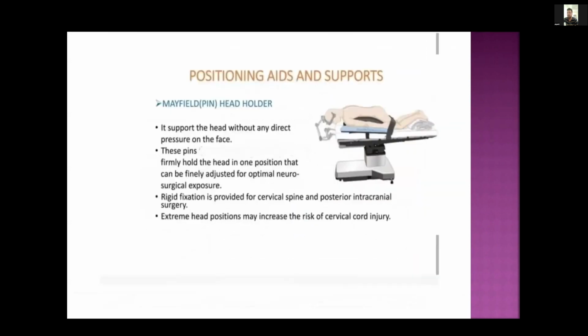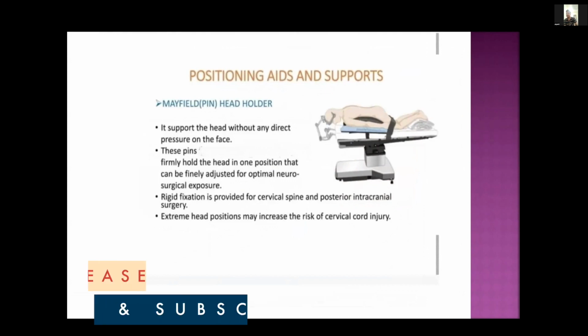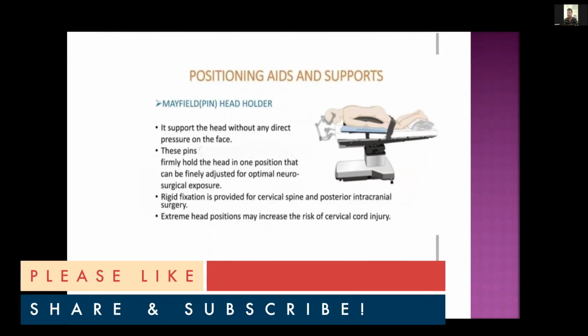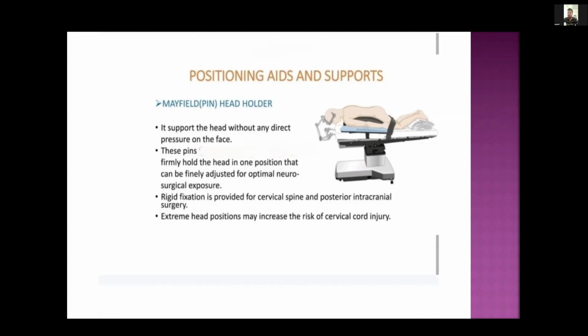In the prone position, the Mayfield head holder can be used for neurosurgeries or posterior cervical spine surgeries. In this position, the head is supported without any direct pressure on the face. The pins firmly hold the head in one position that can be finely adjusted for optimal neurosurgical exposure. Rigid flexion is provided for cervical spine and posterior intracranial surgeries. An extreme head position may increase the risk of cervical cord injury.